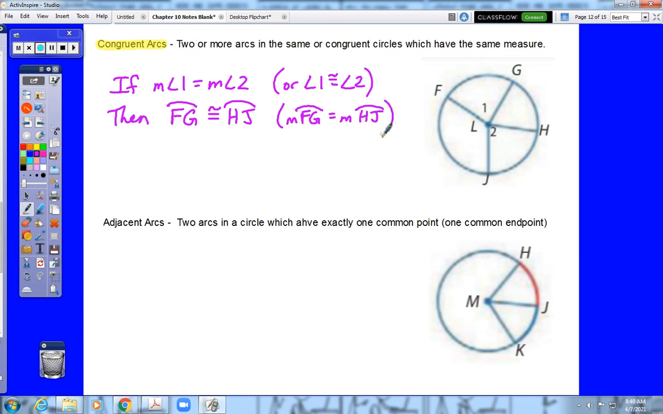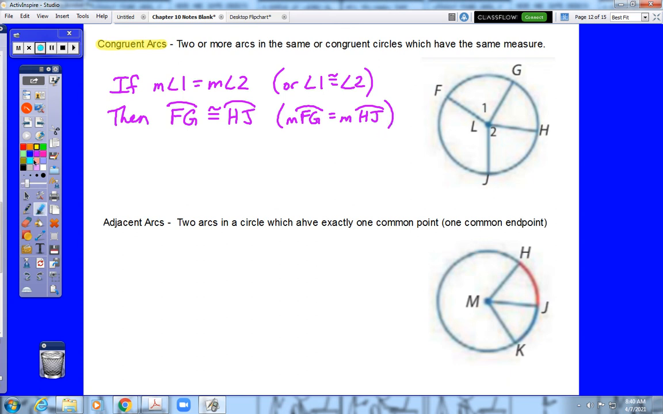Okay, arcs and angles, they have a lot of things in common. Notationally speaking, they're very similar as well. If we can state that arc FG and arc HJ are congruent minor arcs, then that means their measures are equal as well. Okay? So congruent arcs are two arcs, in the same or different circles, congruent circles, which have the same measure.